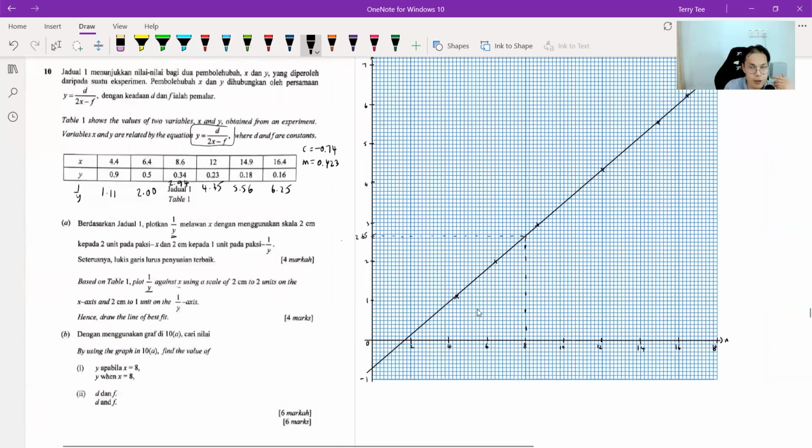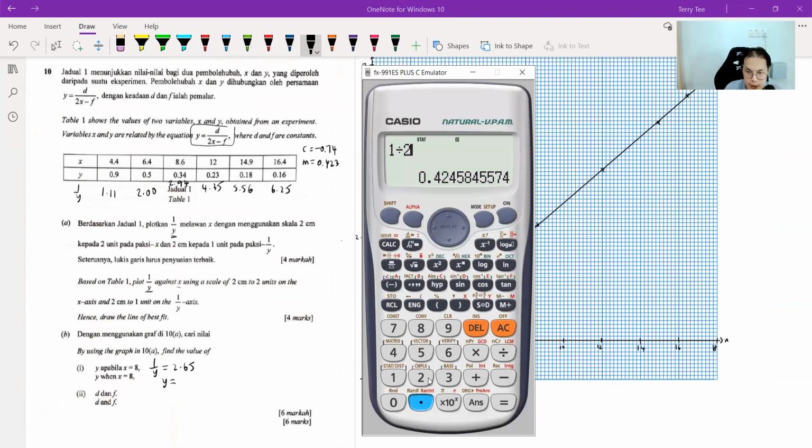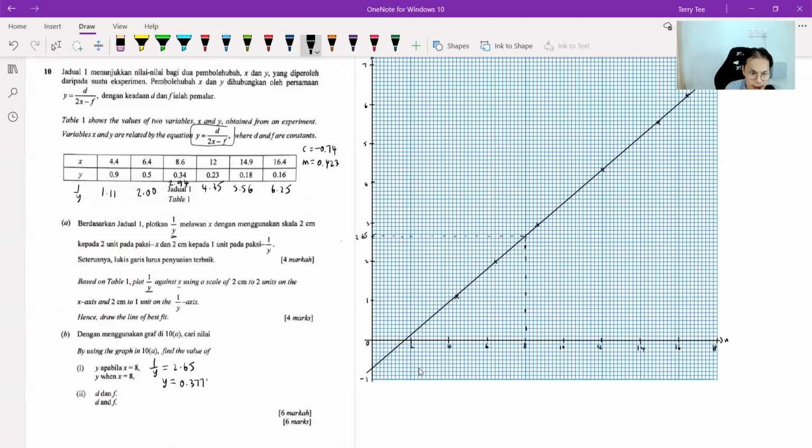Okay, so now what I need to do is to work it out. Yeah, what is your y value? From the graph, when x is 8, 1 over y is 2.65. My y value should be, use your calculator, 1 divide 2.65. My answer is 0.3774. Now you might, again, I must say this, you might get a slightly different answer. Some of you may get 2.6, which is fine, right? Okay, now, how do you find the values D and F? Okay, so this is where you need to find the gradient and y-intercept first.